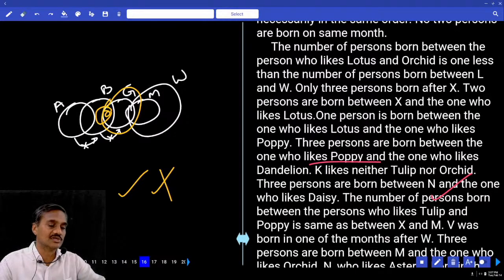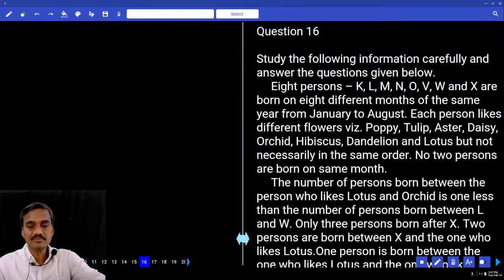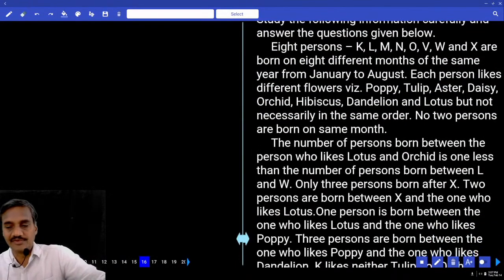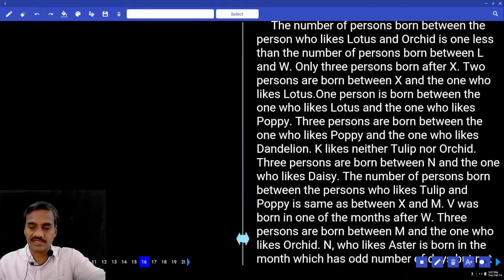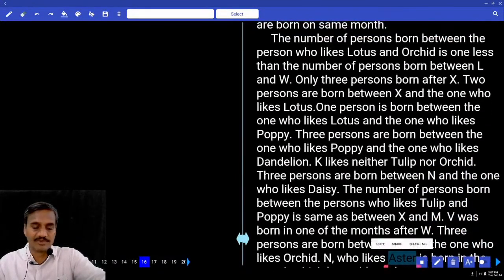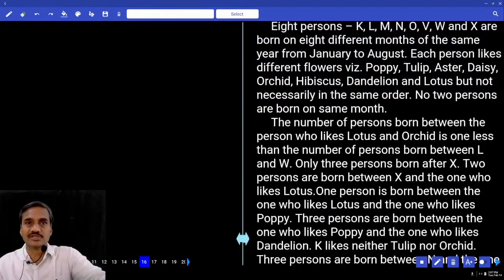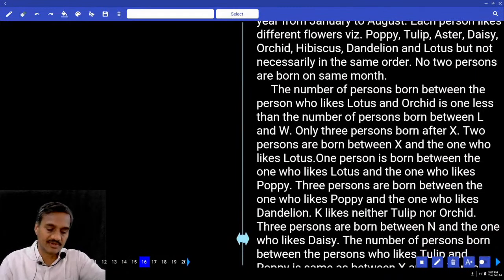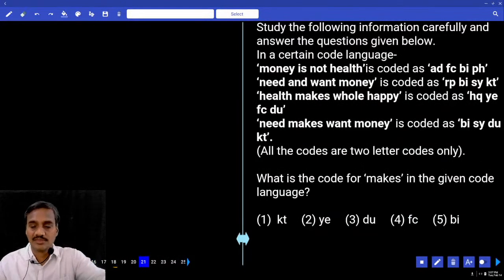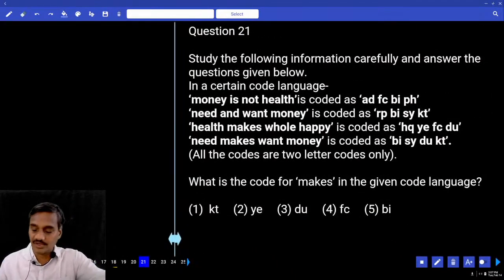Then next one 16 onwards. Now 16 to 20, 8 persons, 8 different months, and each person likes different flowers as well. మా చెప్పండి, చేసేద్దాం తర్వాత చేస్తారా? సెకండ్ ప్రయారిటీ మా సెకండ్ ప్రయారిటీ పెడుతున్నారా? ఫైన్. Now 16 to 20, ఎందుకంటే already we have left 5 questions in this one. Then 21 to 25. Now 21 to 25 comes under which category here?